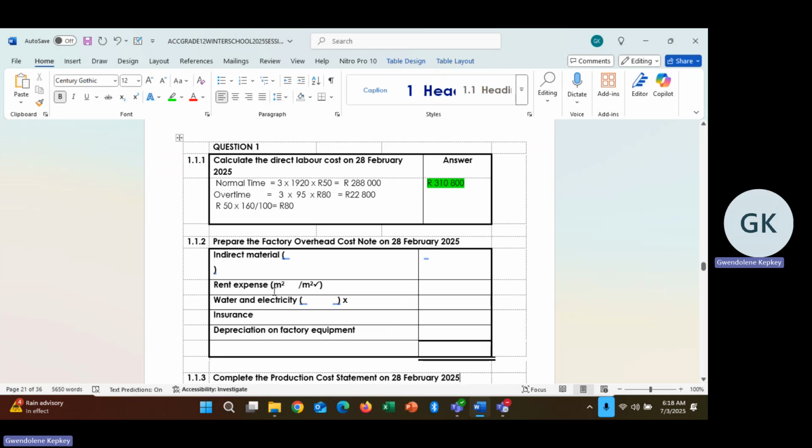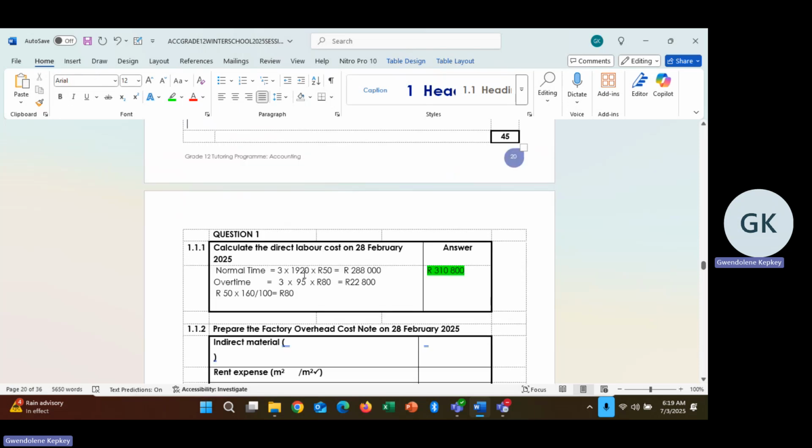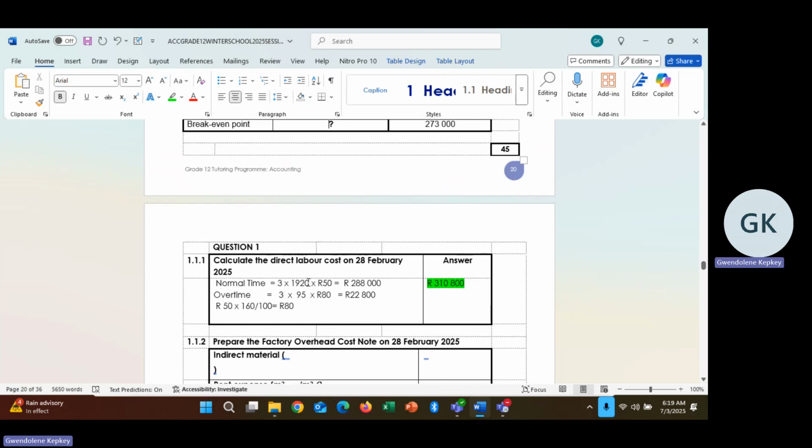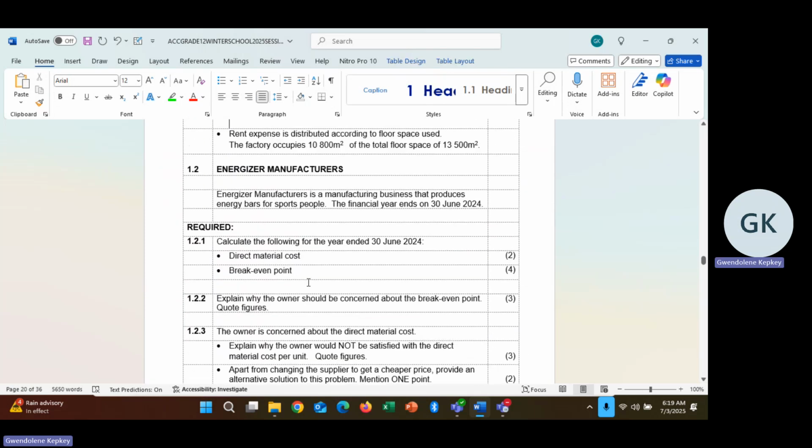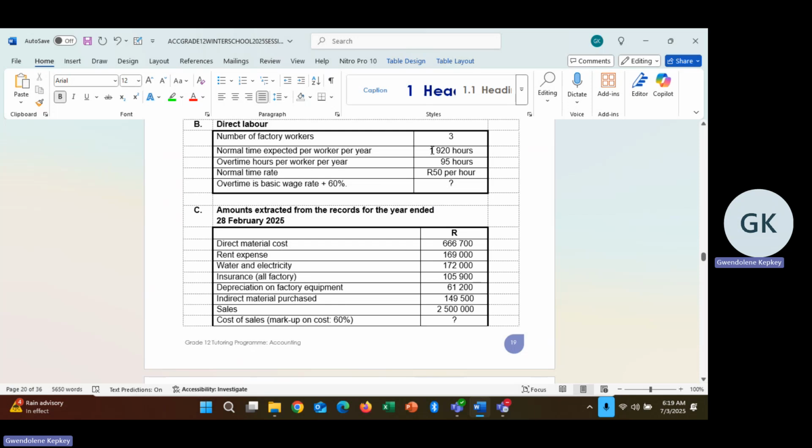Ma'am has filled in my indirect material, my expense for rent, the water and electricity, the insurance, and the depreciation on the factory. So my indirect material, if you don't mind, I promised you I was going to get back to the number of hours worked over there. Let's just recap and make sure you understand all of that information ma'am got over there. 3 workers, 1,920 hours normal, 95 hours overtime, 50 Rand normal rate, and we've indicated 80 Rand overtime.